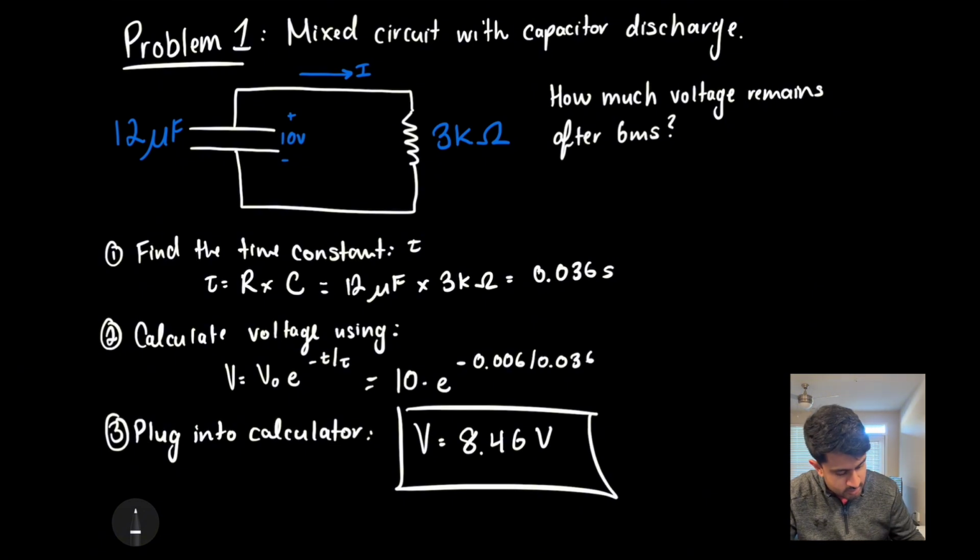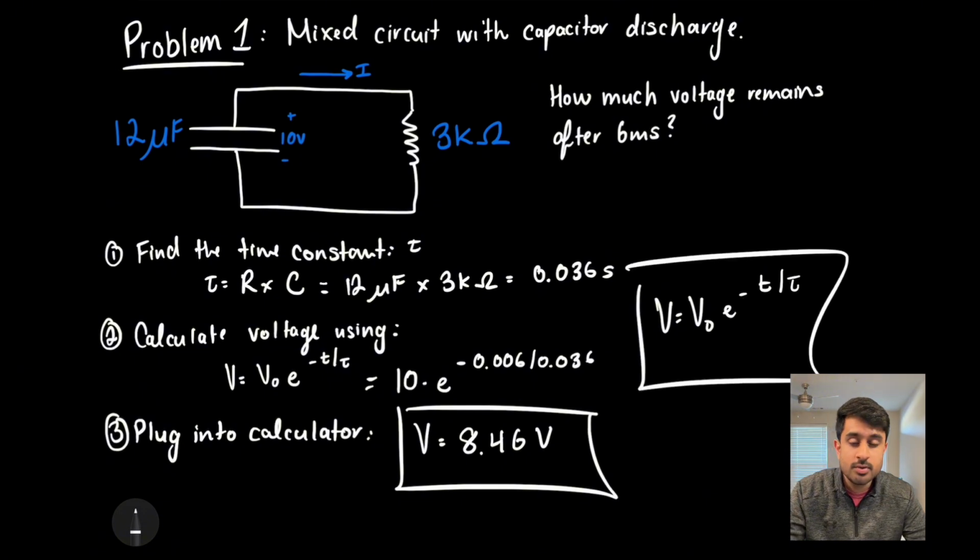Really, all we need to understand is what this equation is. And the main equation that we use in this case, just to reiterate, is going to be V equals V naught e to the minus t over tau. This is the main equation we're going to use for these discharge capacitor type of questions. Let's move on to question number 2.